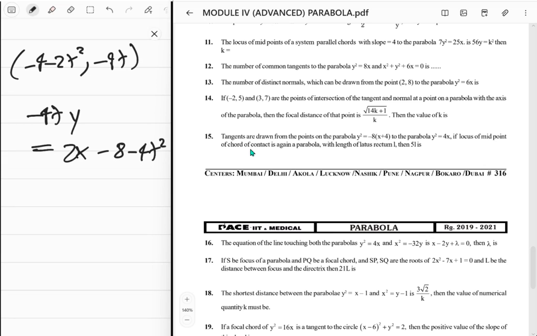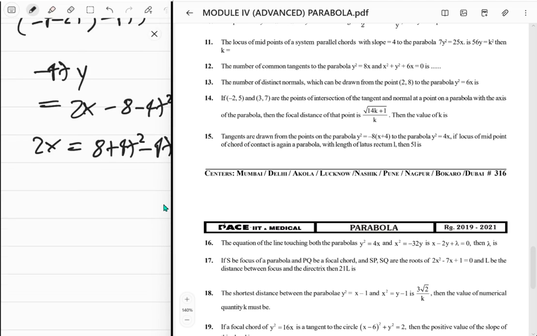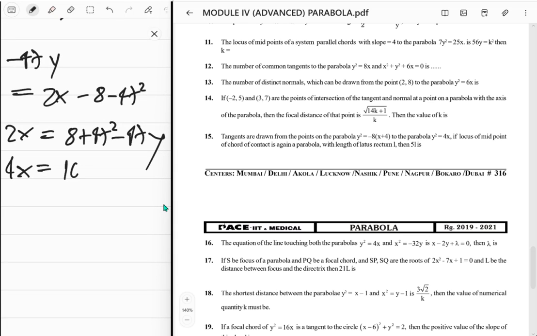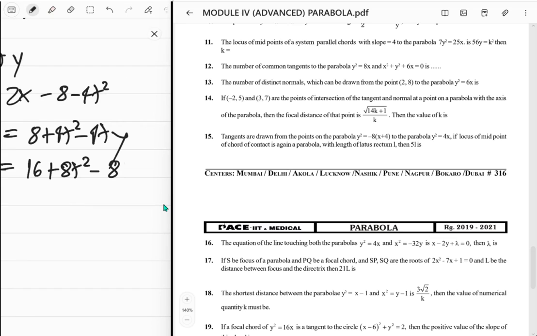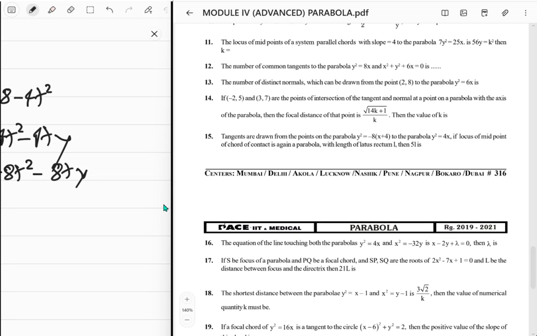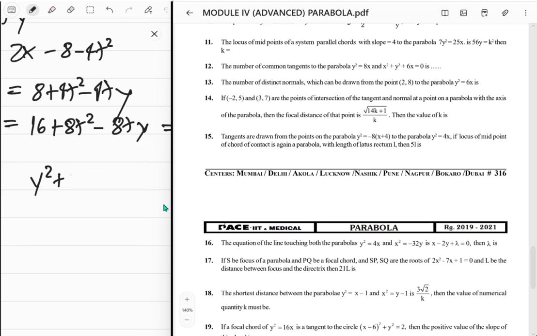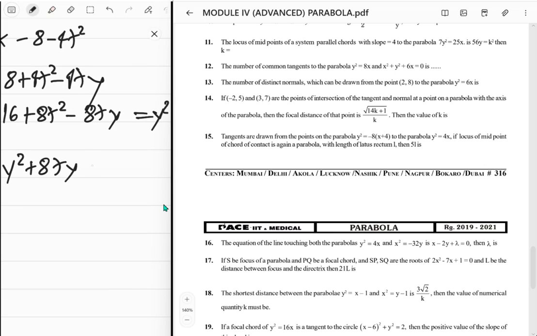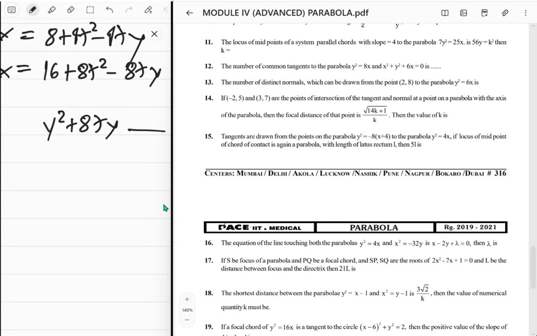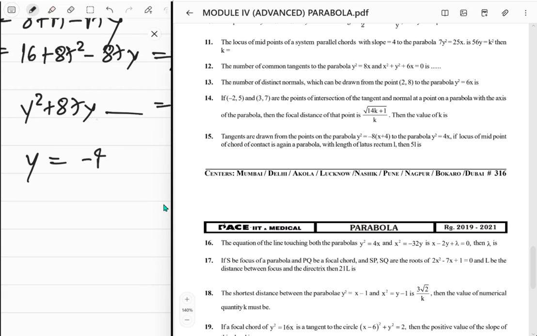Let's just say this chord of contact is going to pass through this point, right? So you can actually figure out what x is. 2x is equal to 8 plus 4t squared minus 4ty. So 4x will be equal to 16 plus 8t squared minus 8ty. That's going to be put over here, so y squared equals that. So y squared plus 8ty, and then this constant stuff, we don't even care about that. So the midpoint y_mid is negative b upon 2a, which is -4t.